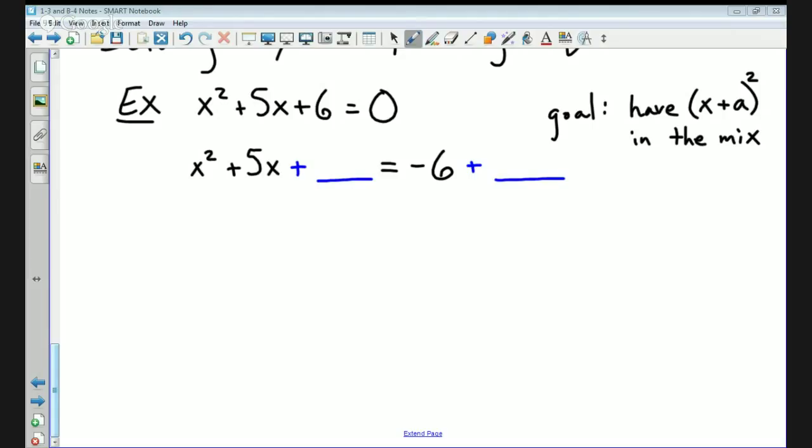So in order to get the number that I need to add in order to complete the square, you take the number in front of the x to the first power and divide it by 2, and then you square it.